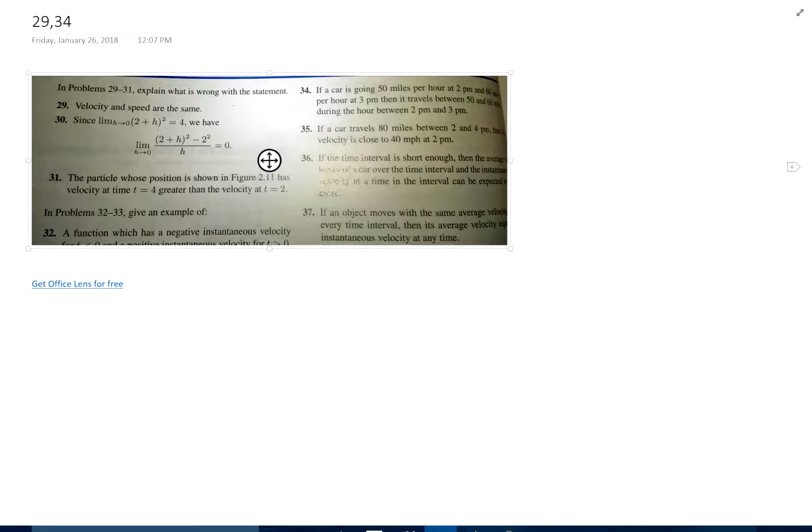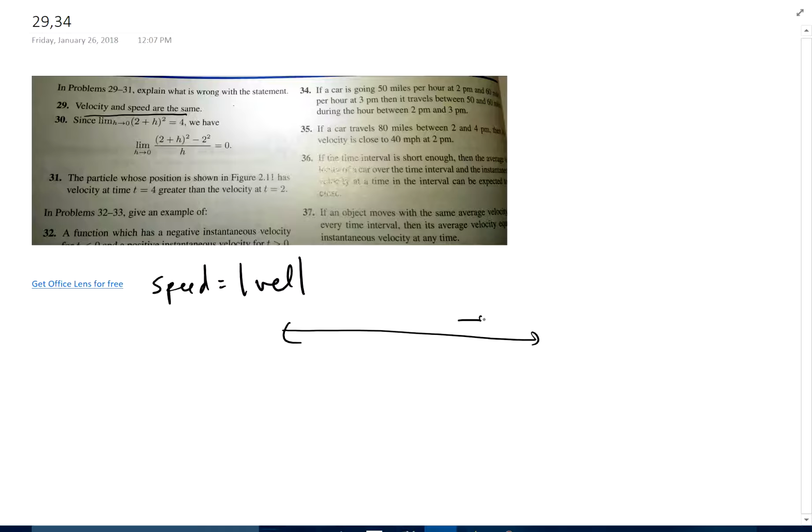And let's see, 29. What's wrong with the statement? Velocity and speed are the same. No, speed is the absolute value of velocity. Remember, velocity can have signs. To the right is positive velocity, to the left is negative velocity, or going forwards and backwards. Up, positive velocity is upwards, negative velocity is downwards.